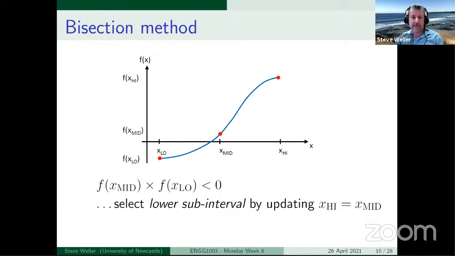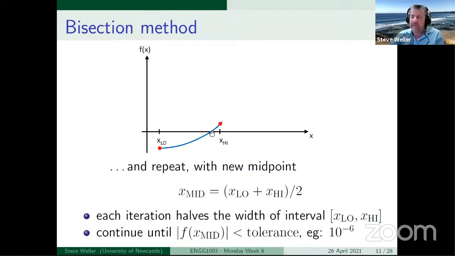So that's the bisection method. We take an interval and we progressively halve it by moving the upper limit down and the lower limit up until we've squeezed the solution into such a small range that we've effectively found the solution. If we want it more accurate, we can reduce the tolerance here.